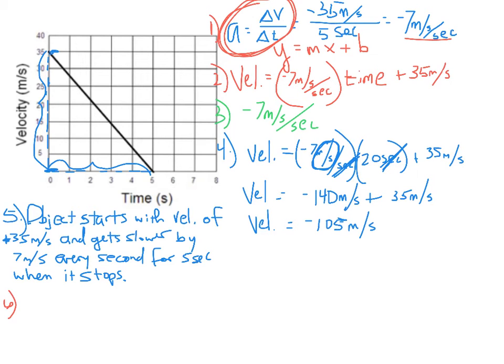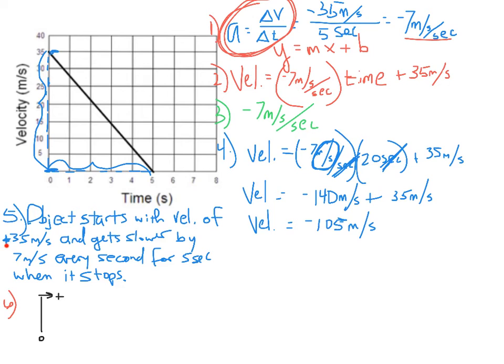Now, again, we do not know where this object actually is. We don't know where it starts. If you want it to start on the zero position, by all means, have it start at the zero position. You don't have to, but you can. Now, the question is, what is it doing at the beginning? How is it moving at the start? Well, we just said, it starts with a velocity of positive 35 meters per second.